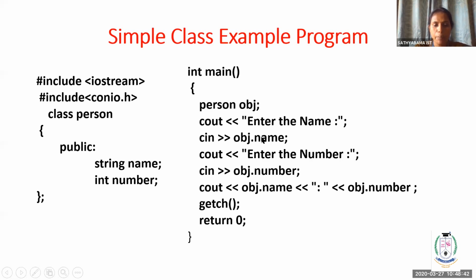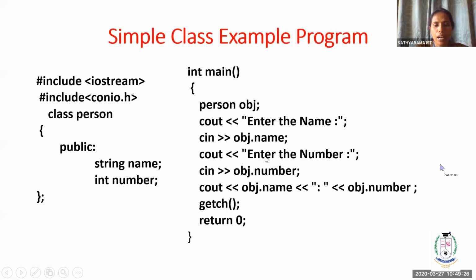Now how to access this name? Name is a data member of the Person class. Using this object, what is our object name? obj. What is the meaning of this dot operator? This dot operator is also called the member access operator. With the support of this member access operator only, the object can access the members of your class. So using object dot name, we can access this data of your Person class.